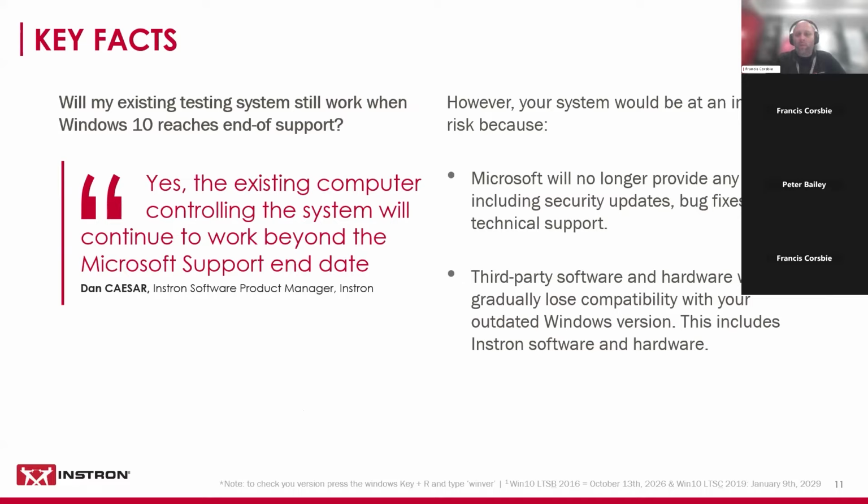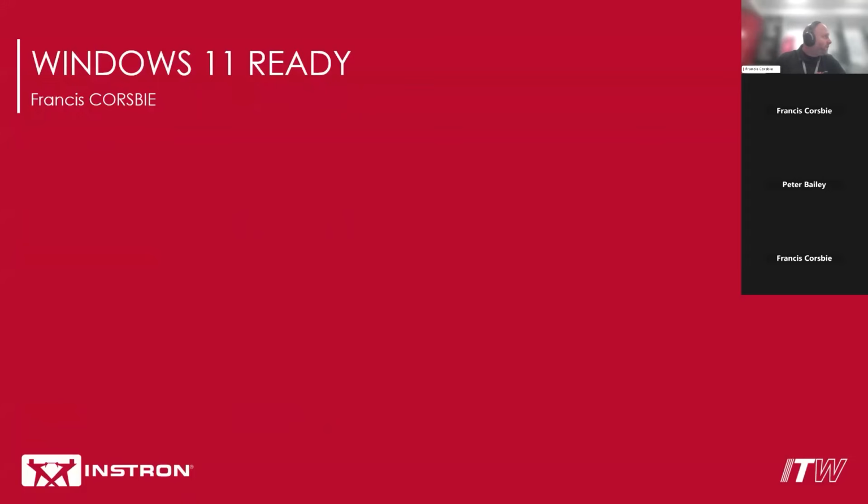However, of course, with Microsoft not providing any security updates, bug fixes, or technical support, it is very hard for us to update versions of the system that are using Windows 10 or earlier versions like Windows 7 or Windows XP. And ultimately, the third-party software that we make will gradually lose compatibility with these outdated Windows versions. For example, the latest version of our software, WaveMatrix3, won't be updated to support Windows 10 features. It will only be updated to support Windows 11. Okay. So without further ado, I will hand over to Francis Corsby.